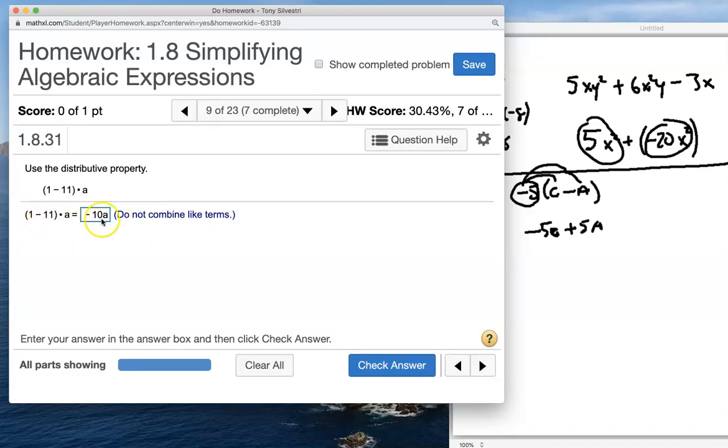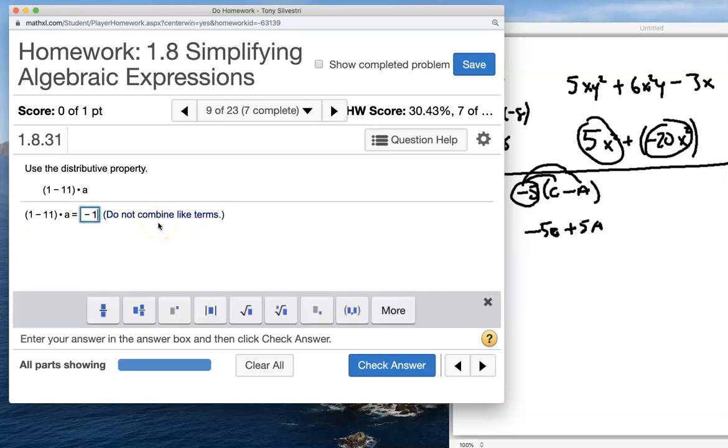Negative 10. Oh, do not combine like terms. Oh, those rats. Okay, here's what they want you to do. A times 1 is A. Minus. A times negative 11 is negative 11A. That's what they wanted you to do. If you combine those things, then you get negative 10A.